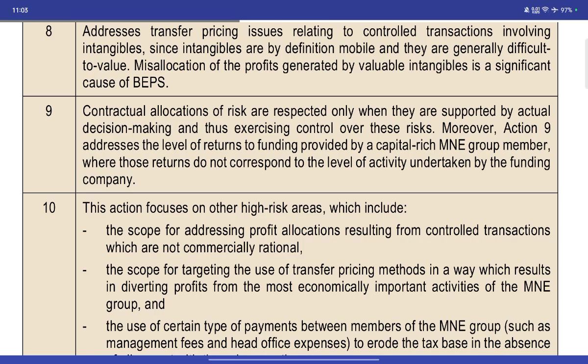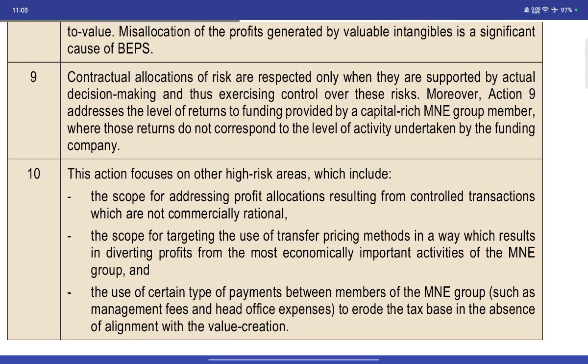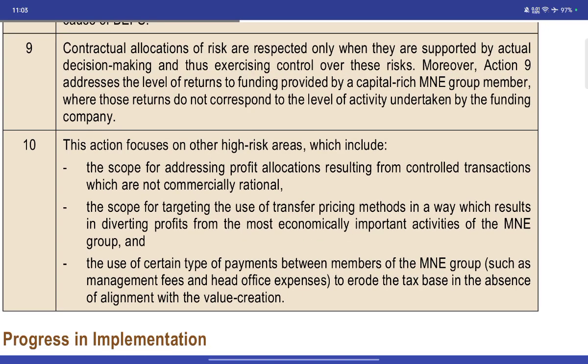Action Plan 9. Contractual allocation of the risk is respected only when supported by actual decision making and thus exercising control over this risk. Moreover, Action Plan 9 addresses the level of returns on funding provided by the capital-rich multinational enterprise group members, where the returns do not correspond to the level of activities undertaken by the funding company.